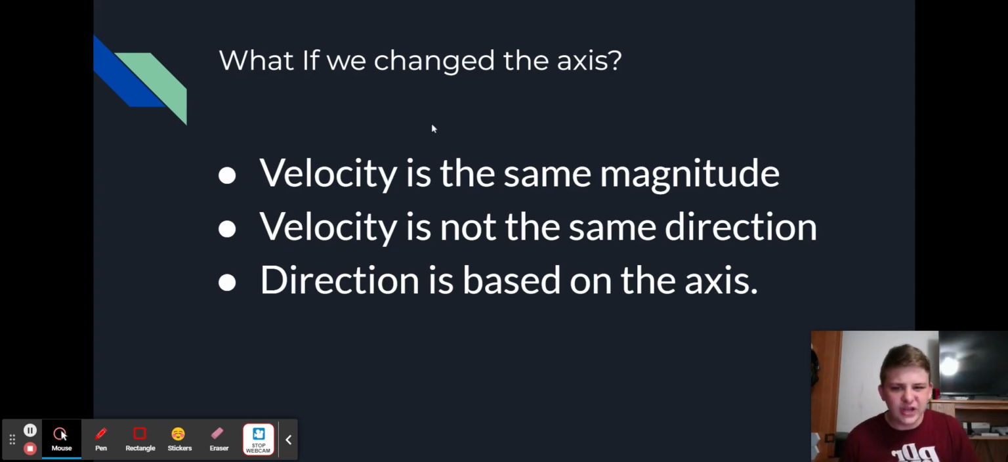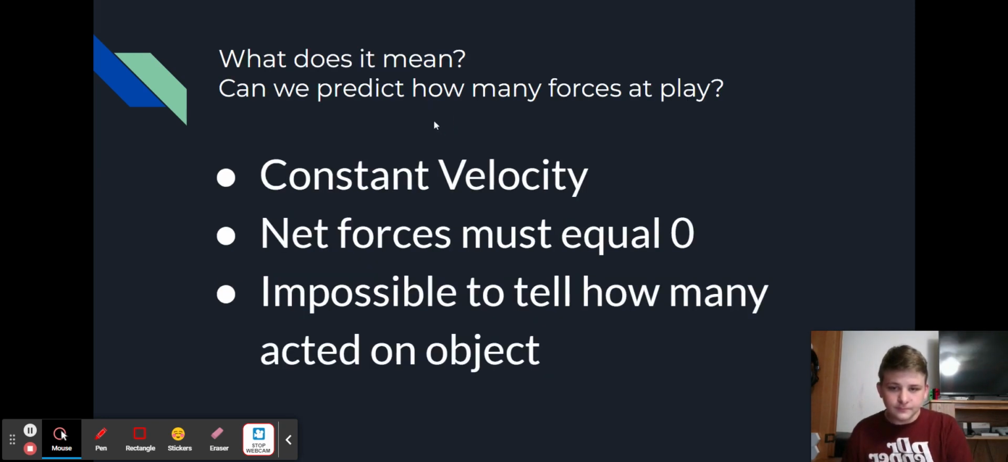Now, what would happen if we change the axis, let's say? Well, if we change the axis, the experiment would still be the same. Velocity is always going to be the same magnitude if it's constant, okay? So it doesn't matter what direction we're going in. If we look at the velocity with a different set of axes, it'll just be pointed in a different direction relative to that axis. Because, as it says on this third point, the direction is based on where the axis is, what we define as the positive and negative directions.